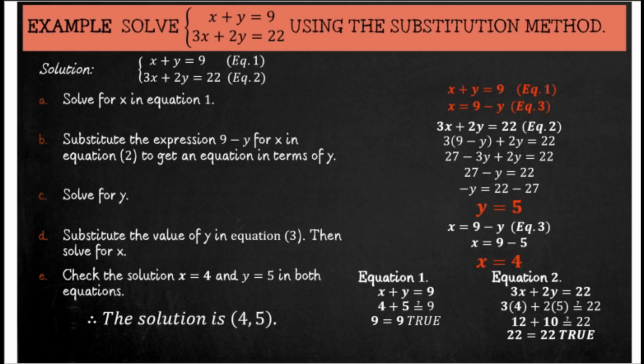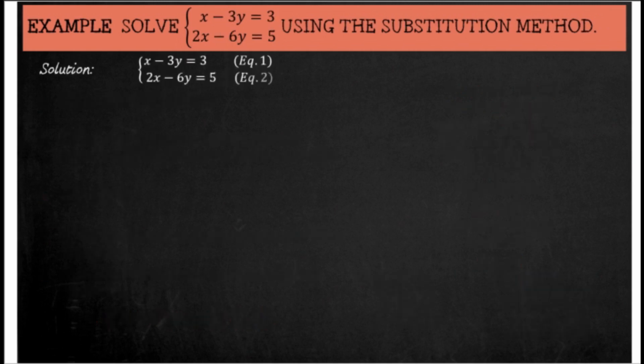Therefore, the solution for the system x plus y equals 9 and 3x plus 2y equals 22 is (4, 5). Let us have another example. Solve x minus 3y equals 3 and 2x minus 6y equals 5 using the substitution method. x minus 3y equals 3 is our equation 1 and 2x minus 6y equals 5 is our equation 2.